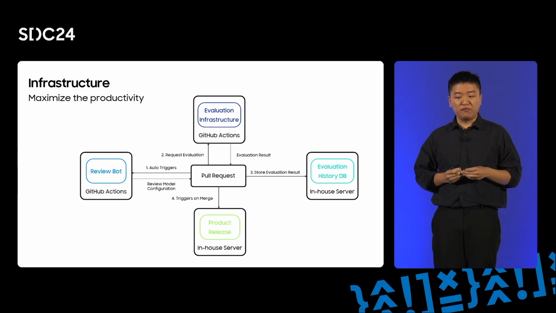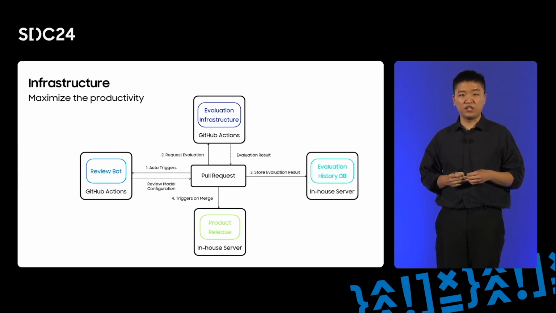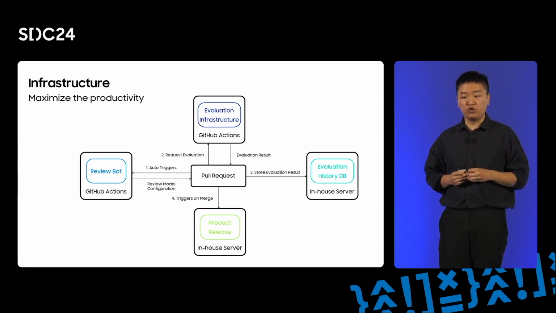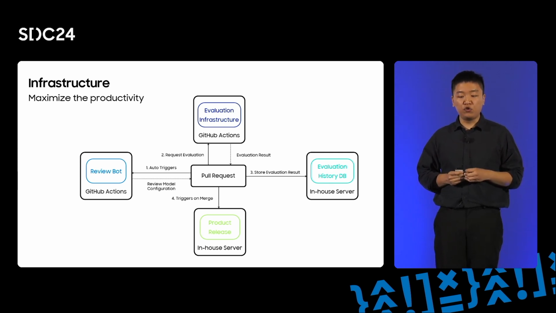The evaluation infrastructure is just a piece of our work to boost productivity. Now let's take an overall look at how our continuous integration works when a new translation model comes out. First, it triggers a review bot to check if the new model is named according to the naming convention and the version code is configured properly. The pull request also triggers the evaluation process, which we just saw in the previous slide.